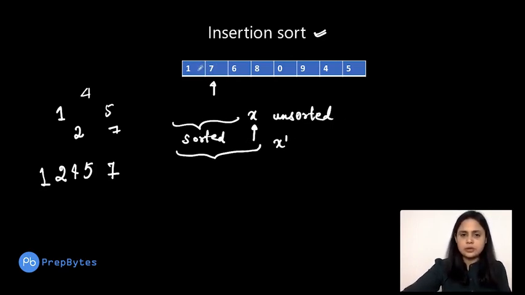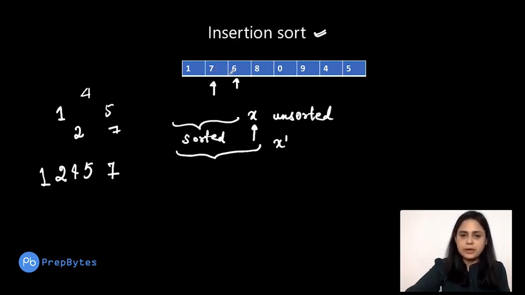Let's try and do this for this particular array. Now I'll start from 7. I'll try and find the right place for 7. Now we see that 7 is already in its right place. So I'll just go ahead to 6. Now I'll compare 6 with its previous number. I will see whether 6 has a value greater than or less than the previous number. As you can see, 6 has a value less than 7.